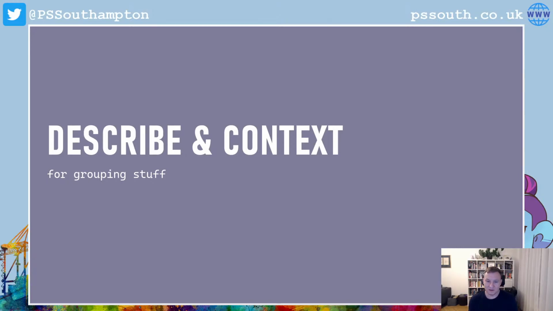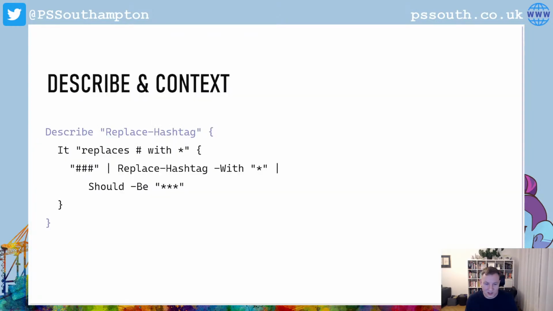Once you have more than 5 or 10 tests, you probably want to group them somehow so you can express better which tests belong together and which tests are testing different things around the same function. And for that, we have another block, another function, which is called describe and context. There is a lot of confusion around describe and context, but they are totally the same thing.